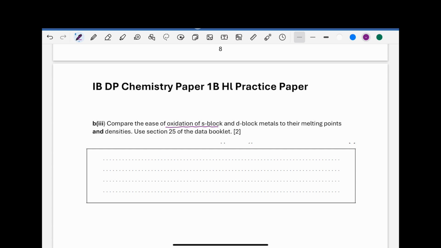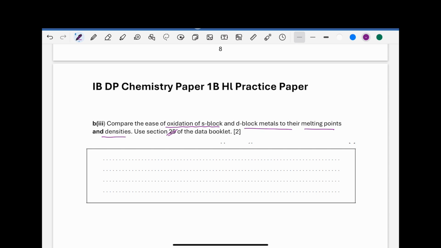3. Compare the ease of oxidation of S block and D block metals to their melting points and densities. Use section 25 of the data booklet, which is not there anymore in the new specification. It was the reactivity series in the old specification. So we know S blocks are less dense than D blocks, and they are more reactive than D blocks as well. So if they're more reactive, that means they can oxidize easily. Their tendency to give electrons is a lot higher because they have low ionization energy.